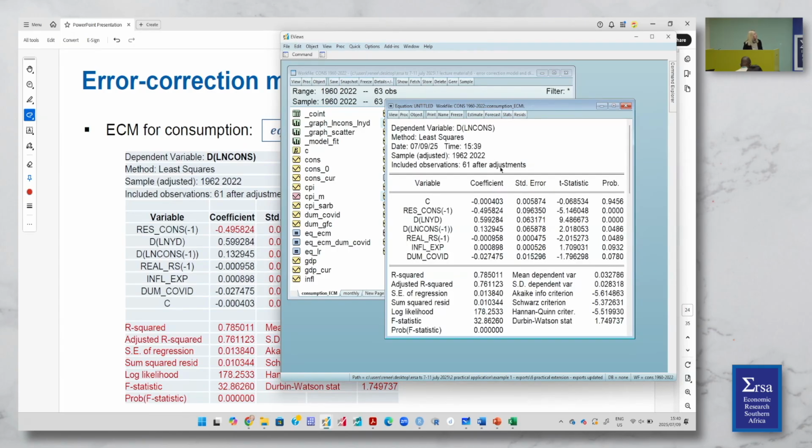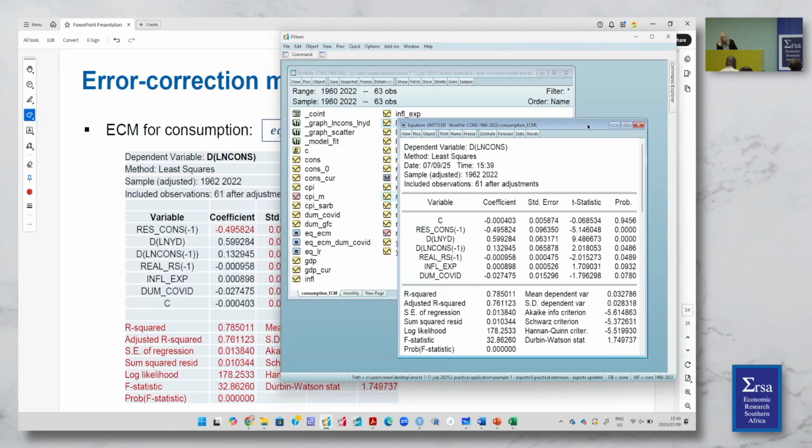Nobody really wants to know what will happen with the difference of the log of consumption. Your boss will say, but where do we put that in the report? What will happen to the difference of the log of consumption? So we have to convert it back.